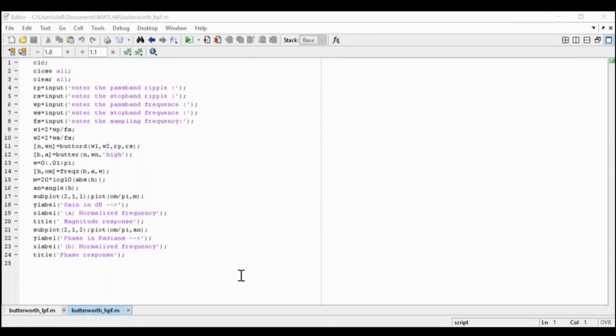Here also M is equal to 20 log base 10 of absolute h, N is equal to angle of h. Subplot of 211, in this position the magnitude response is plotted. Subplot of 212, the phase response is plotted. Now let us run this program and give the same inputs: 0.5, 50, 1500, 2500 and 9000. The plot will be different. Run this program and enter the same inputs.